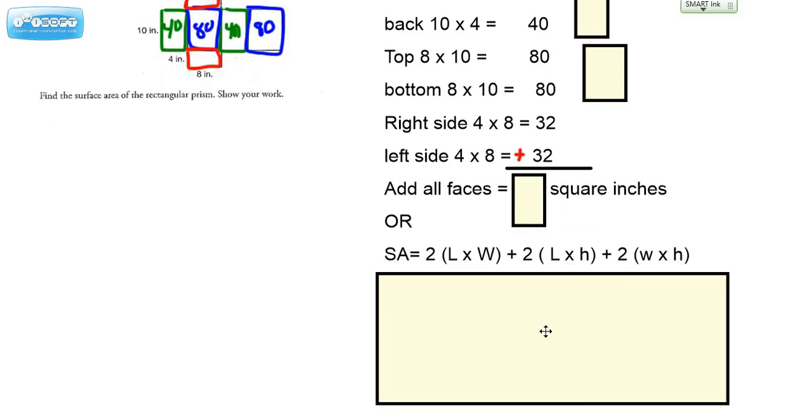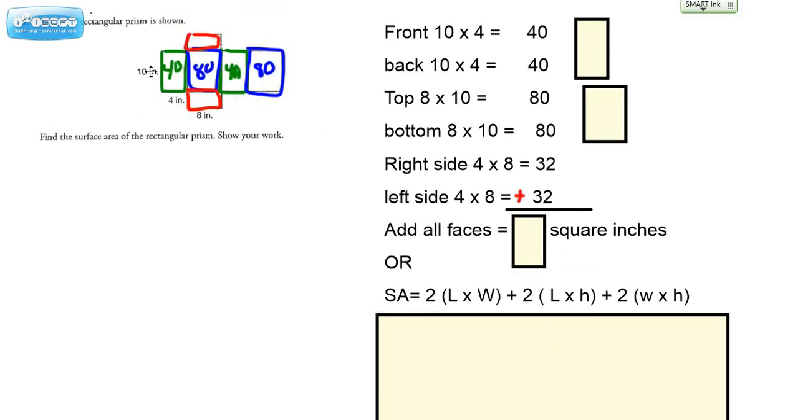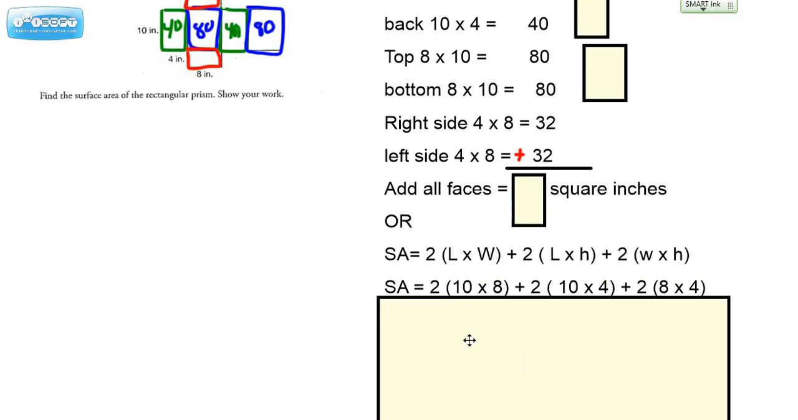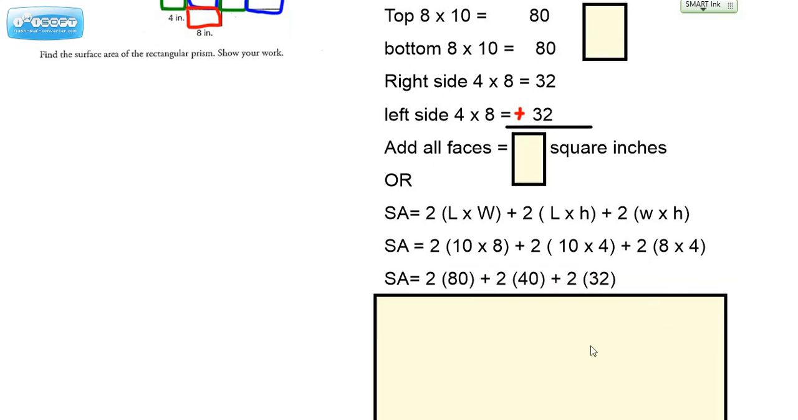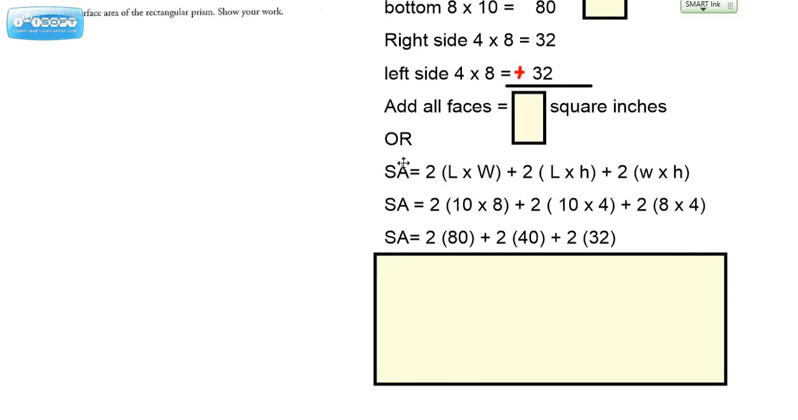Or another option is to commit. Let's have 10 be the length, 8 be the width, and 4 be the height, and write the formula down, and substitute the values into the formula. That's another way to show your work, because remember the work is worth more than the actual answer. You would do the 10 times 8, the 10 times 4, the 8 times 4. This is all the same values you have up here. So you just have to finish that up if you're choosing this.